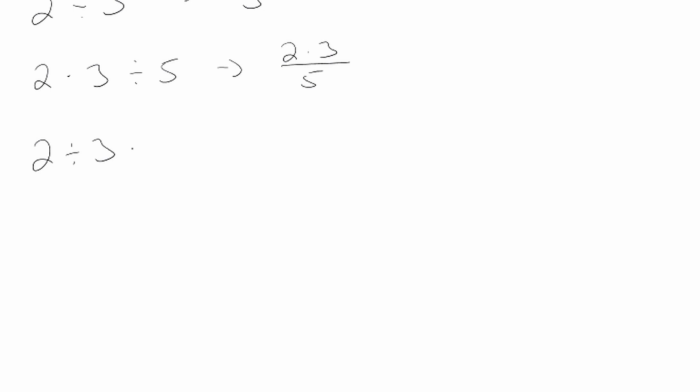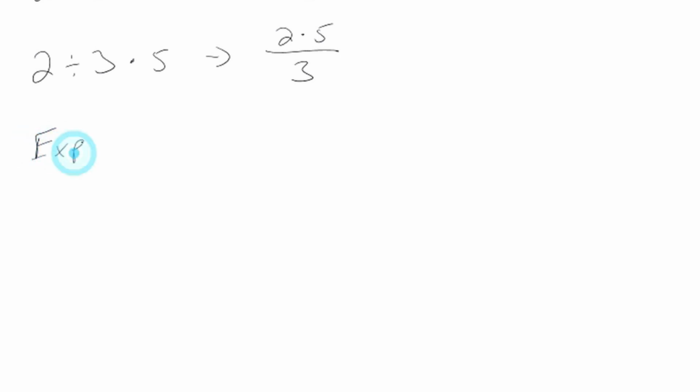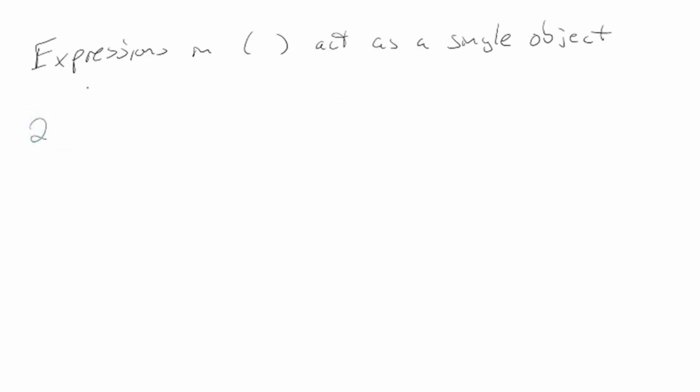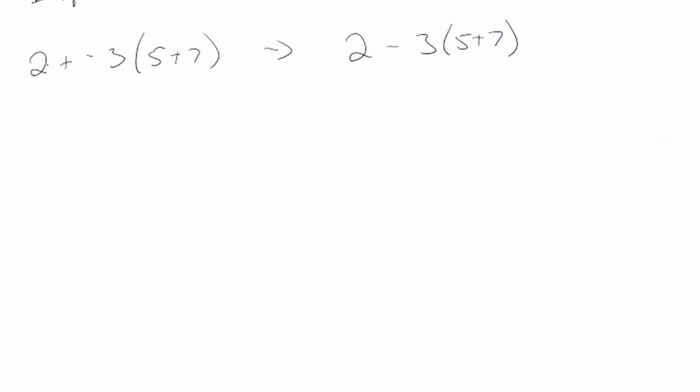If this is 2 divided by 3 times 5 like this, it's the divided by 3 that becomes a 3 in the denominator. The remainder, 2 times 5, is still in the numerator. Also, expressions in parentheses act as a single object. That is, if you have 2 plus, say, negative 3 times 5 plus 7, we could write that as 2 minus 3 times 5 plus 7. And the same thing here, 2 minus negative 3, 5 plus 7, is the same thing as 2 plus 3 times 5 plus 7.